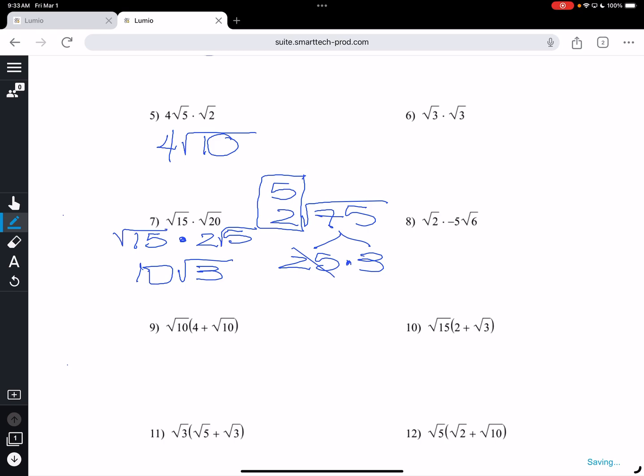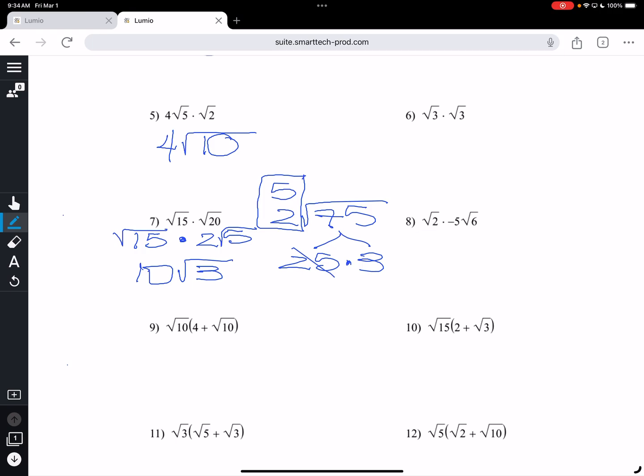Where do you get the 2 and 5 from? The 2 radical 5? 20 broke down into 4 times 5. 4 comes out as a 2. So 20 is 2 radical 5. And then we did the multiplication and got 2 radical 75. 15 times 5, the radicals multiplied. Then we broke 75 down into 25 times 3. 25 comes out as a 5 because it's a perfect square. Multiply those together, and the only thing left is the 3.